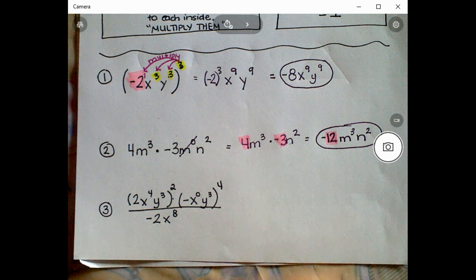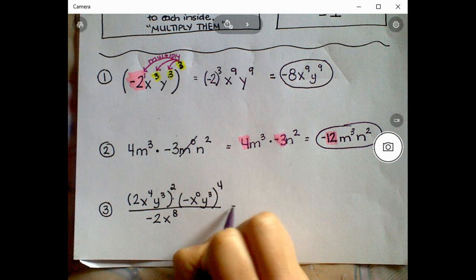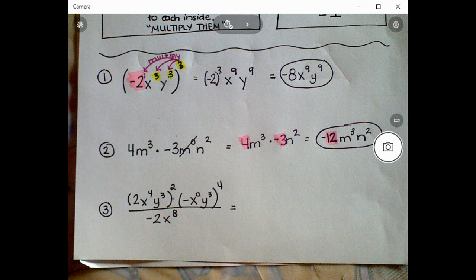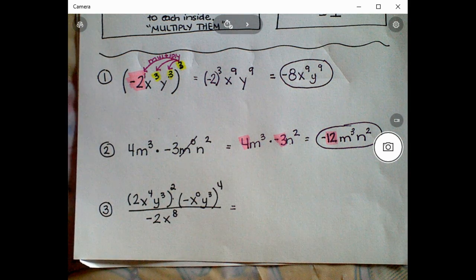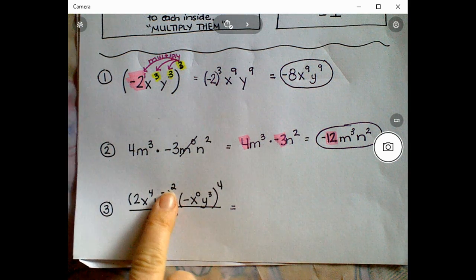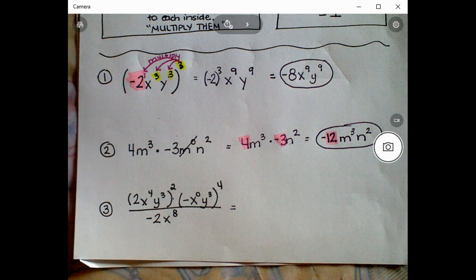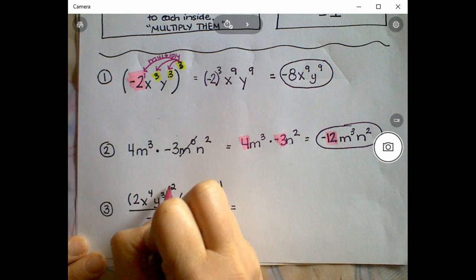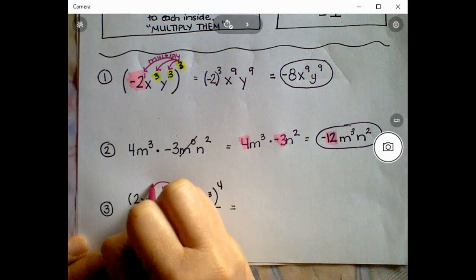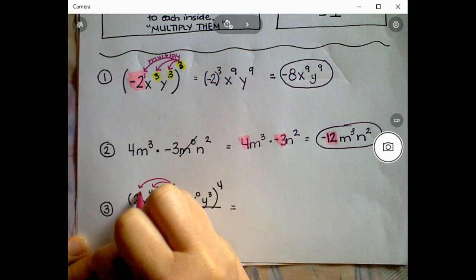All right, last one. This one has multiple steps to it, so we're going to take it bit by bit. The order of operations says groups, which we have a group up here, so we're going to do that first. Exponents. So we need to take care of this exponent and this exponent first. So we will use the power rule. The power rule says that you multiply the exponents.